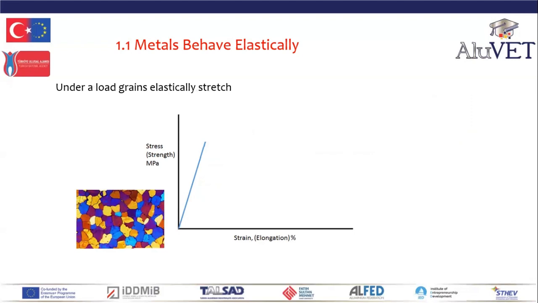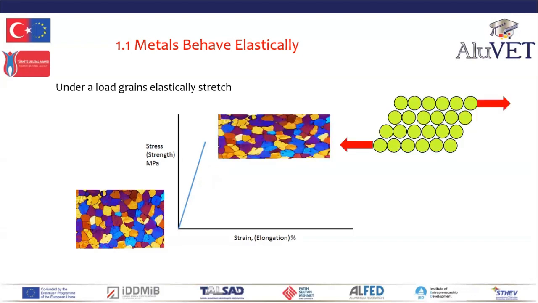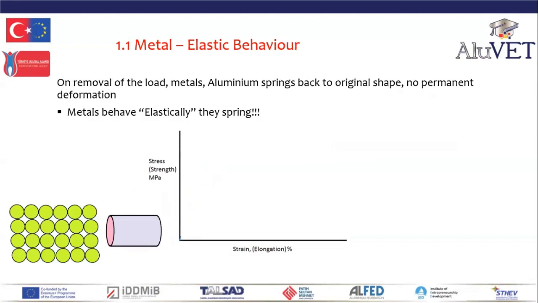So when stressed by a load, the metal atom grains stretch in exactly the same manner as the planes of atoms. Remember, the planes of atoms are held together by the metallic bond. On removal of the load, the metal, aluminium, springs back to its original shape. There is no permanent deformation. The planes of atoms have not slipped.